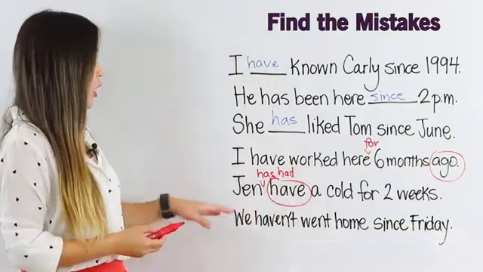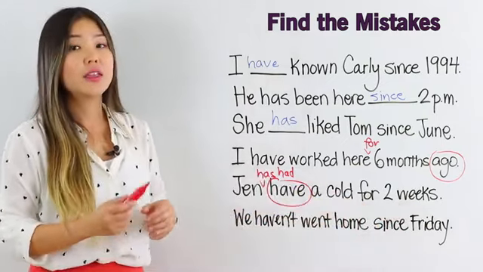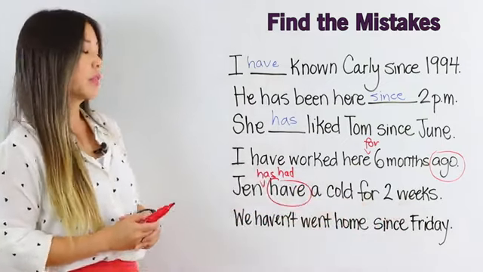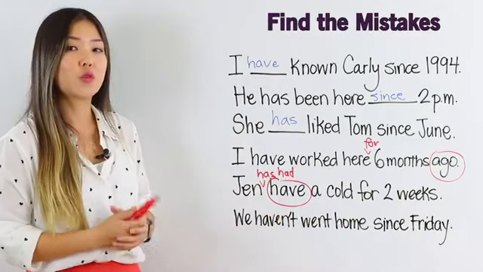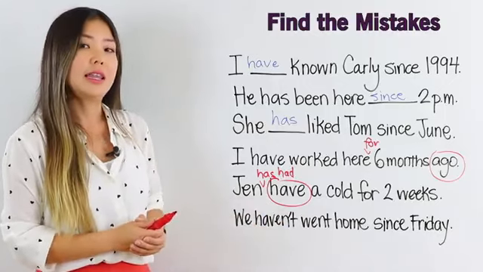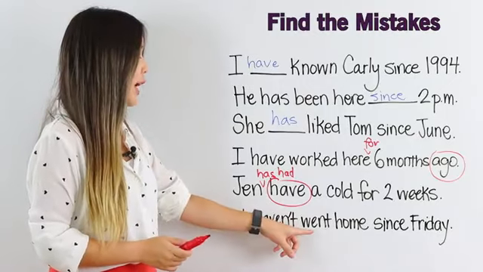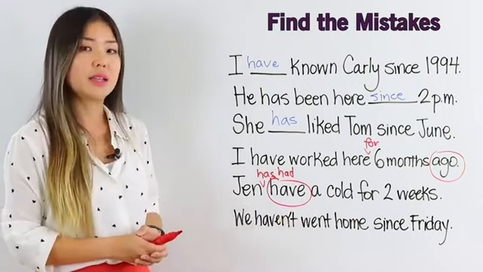And finally, we haven't went home since Friday. This one is a little tricky. The subject is we. We have not. That's correct. The contraction is haven't. We haven't. Now, the problem is we have this verb went. That's in the past simple tense.